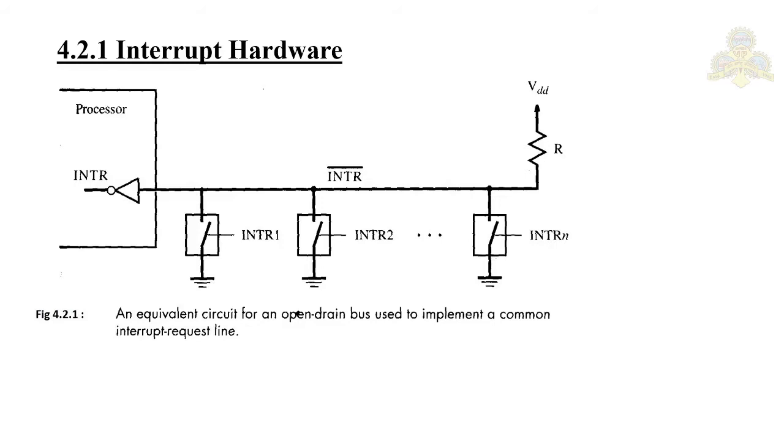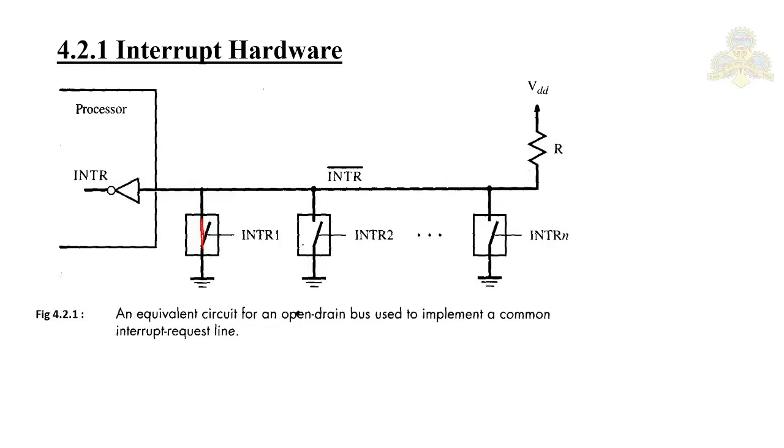Whenever a device wants to request an interrupt, it has to close its switch. Suppose this is device 1, which has a switch. Now device 1 has to raise the interrupt, so it has to close this switch. Right now it is open, and it has to close this switch. Whenever the switch is closed, it would be a straight line over here. Whenever the device wants to request an interrupt, it has to close this switch.